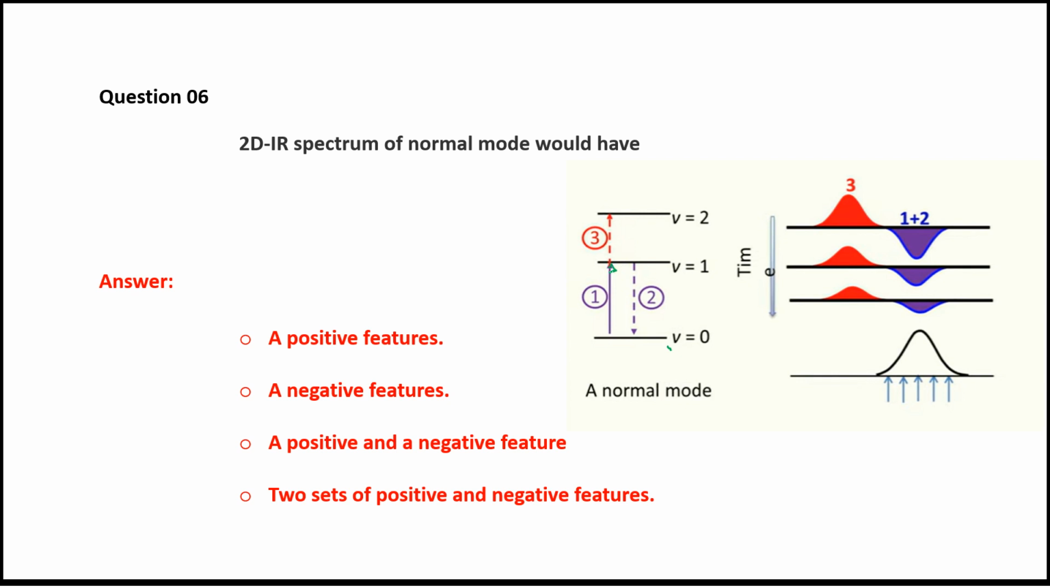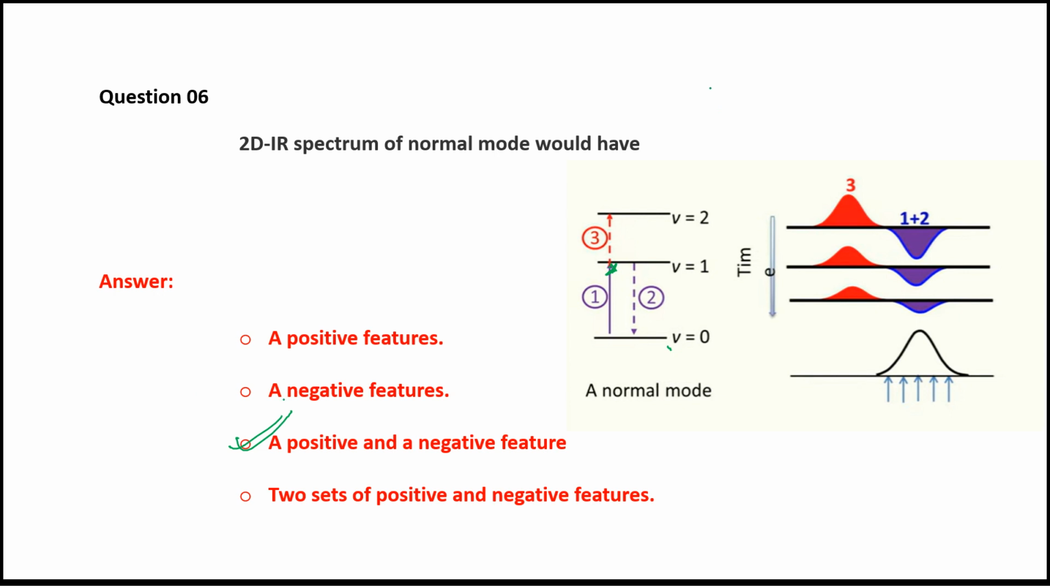The second one would be stimulated emission along with the ground state bleach. These together will give a negative peak when the pump beam is irradiated. And the third is the absorption, which will again give a positive peak. So the first plus second give a negative peak, and the third one gives a positive peak. So the answer would be a positive and a negative feature.